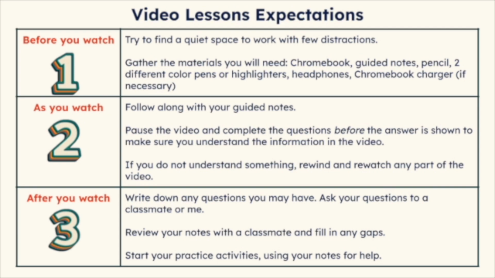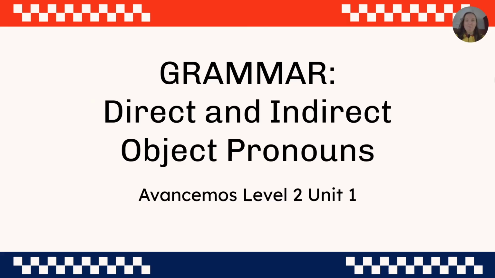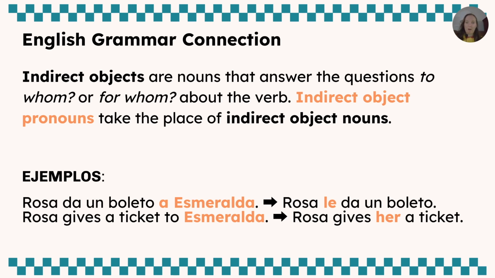Hola! Welcome back to another grammar video. Today we're talking about indirect object pronouns. So what are indirect object pronouns? Well, first of all, indirect objects are nouns that answer the question to whom or for whom about the verb. Indirect object pronouns take the place of indirect object nouns.